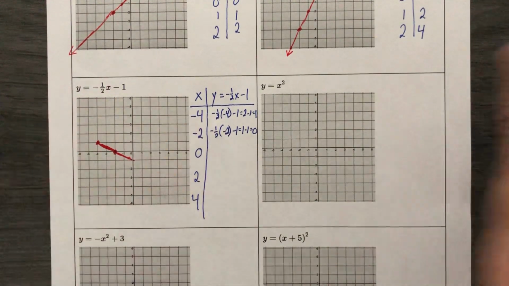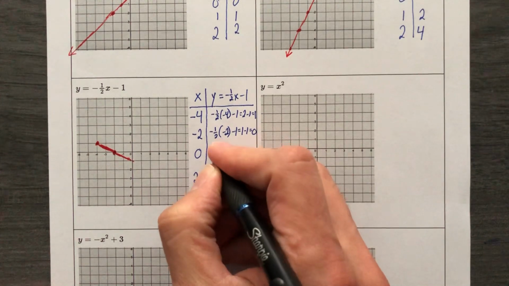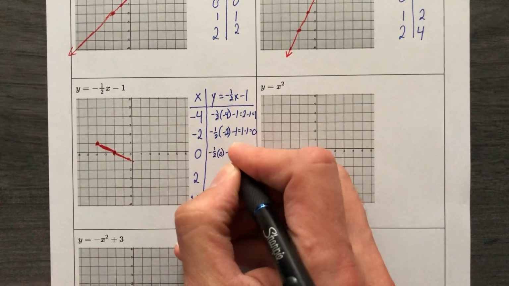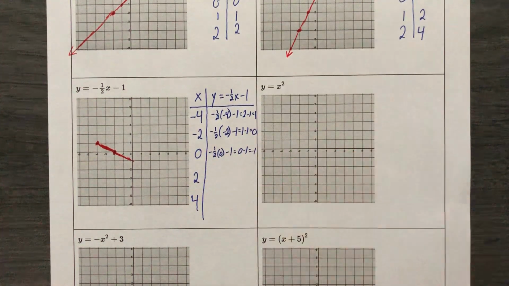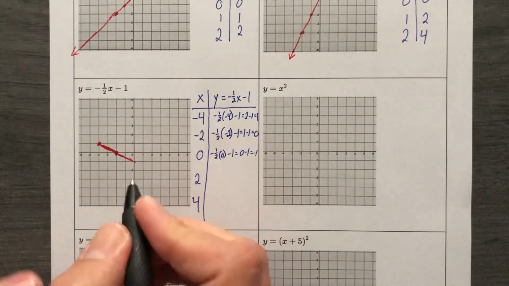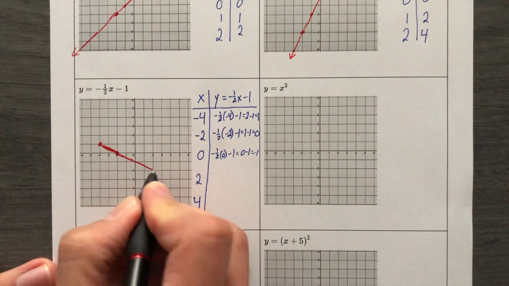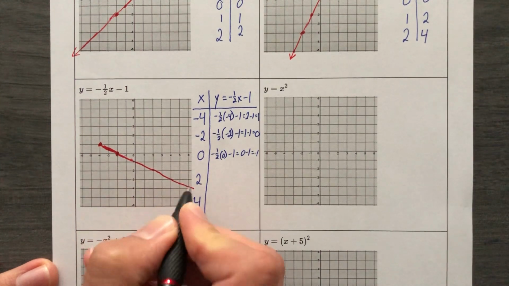I can just extend this, and that's going to continue this process. Because, for example, the very next one, if I plugged in a 0, negative 1/2 times 0 minus 1 is going to give me 0 minus 1, which is negative 1. And there it is right there, 0, negative 1. And I have a line. So here's your whole slope-intercept deal.